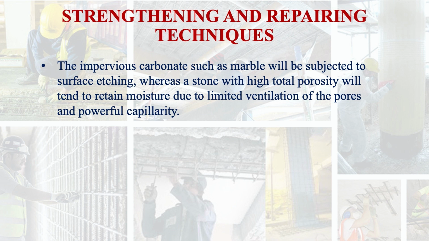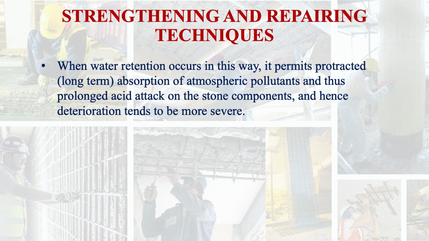The impervious carbonate such as marble will be subjected to surface etching, whereas a stone with high total porosity will tend to retain moisture due to limited ventilation of the pores and powerful capillarity. When water retention occurs in this way, it permits protracted absorption of atmospheric pollutants and thus prolonged acid attack on the stone components, and hence deterioration tends to be more severe.